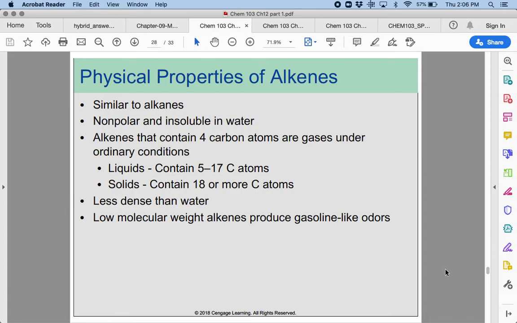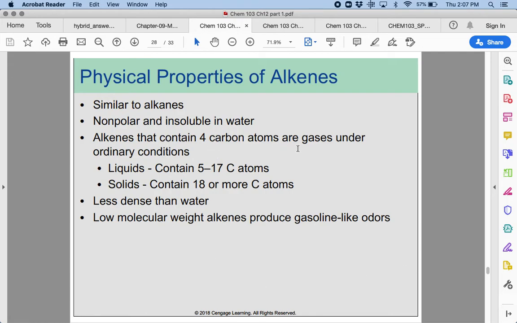So what are some of the physical properties of alkenes? They're very similar to alkanes, right? We know that they're only hydrogen and carbon, so they're still going to be nonpolar, which means they're still insoluble in water, okay? So alkanes and alkenes, and we'll learn alkynes as well, none of these are soluble in water.